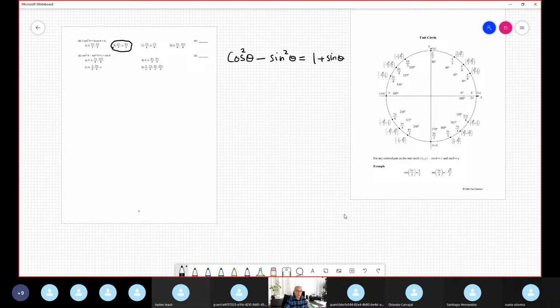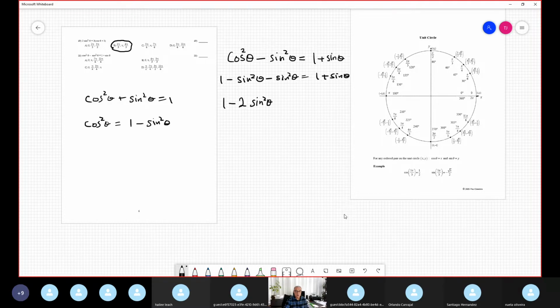Okay, let's do it. Again, cosine squared theta plus sine squared theta is equal to 1. Therefore, cosine squared alone is 1 minus sine squared. Some people memorize this directly without this step. And you replace, no cosine squared anymore. It's 1 minus sine squared theta minus sine squared again, equal to 1 plus sine theta. Combine like terms. This is twice: 1 minus 2 times sine squared theta is equal to 1 plus sine theta.